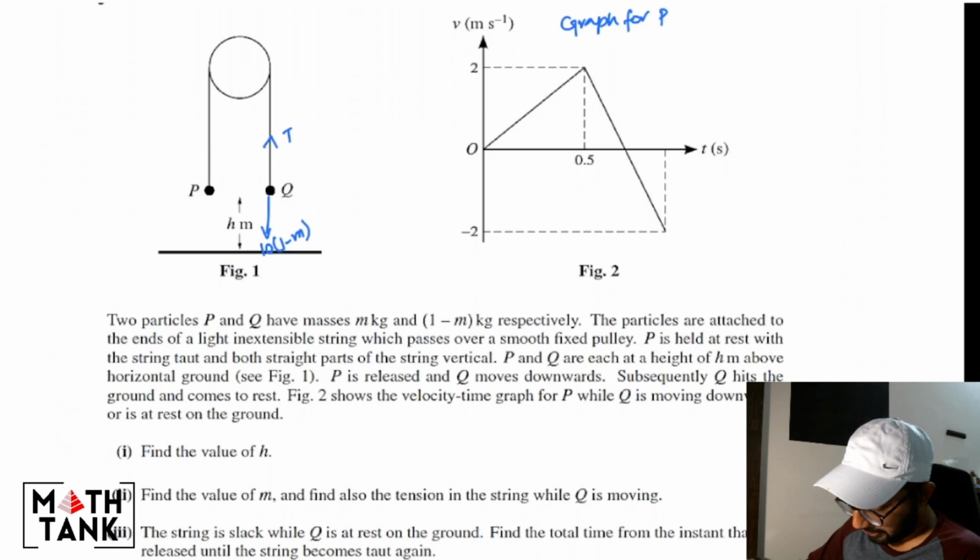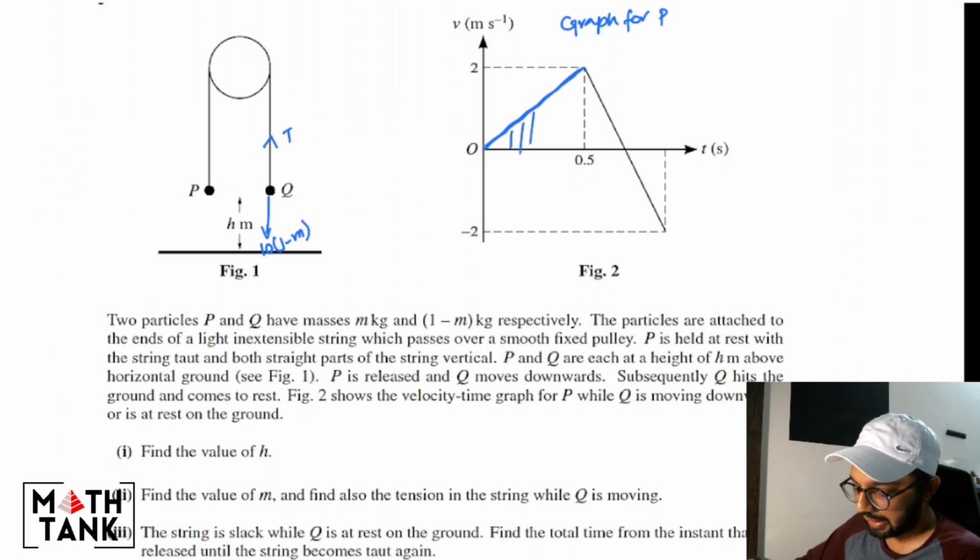Or is at rest on the ground. Find the value of h. So h is the distance that they were above the ground initially. So can I say that the initial acceleration that I see on this velocity time graph is the time where particle P was moving up? If particle P was moving up with the system, then I can say that particle Q was moving down.